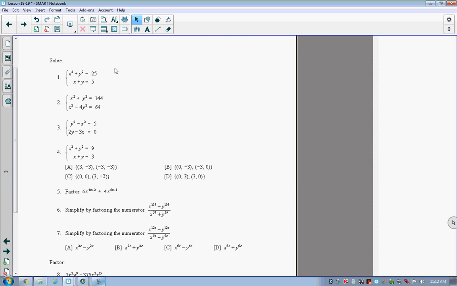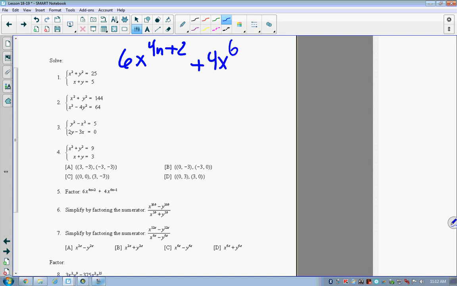It says factor 6x to the, oh gosh, it's tough to see, 4n plus 2 plus 4x to the 6x minus 1 once that's factored. Okay, so this is how we're going to do this, or how we're going to show it. We're going to break everything down into prime factorization. So 6 breaks down into 2 times 3. Okay? My x's here, I have 4 n's.